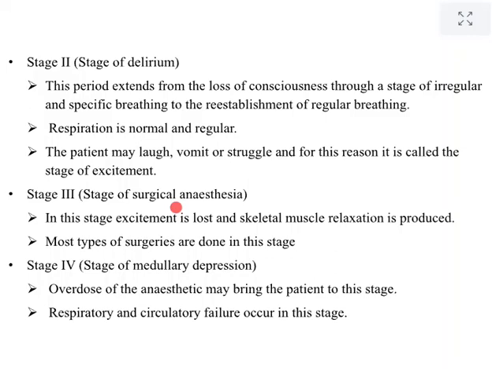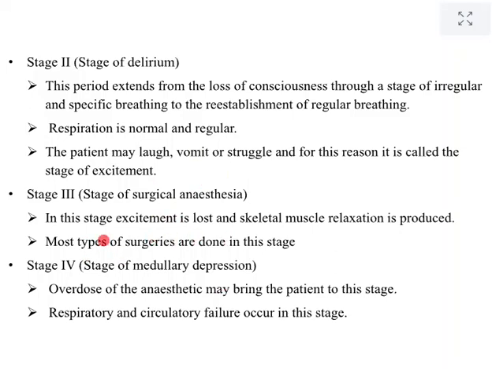The other one is surgical anesthesia. In this stage, excitement is lost, and of course we have skeletal muscle relaxation. For sure, when you operate, you want skeletal muscle relaxation. Most types of surgeries are done in this stage 3. Then the fourth one is when you give an overdose, and therefore you will have medullary depression.